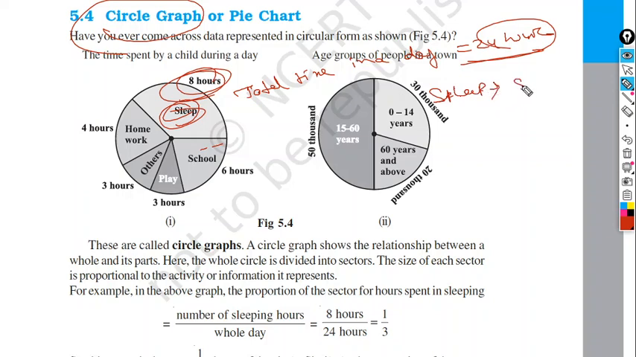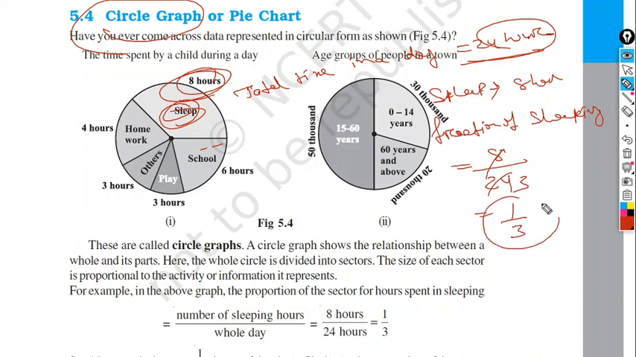That means the fraction of sleeping is equal to 8 out of 24, isn't it? Which will be equal to 1 by 3. That means a person is sleeping 1 by 3 of a day.